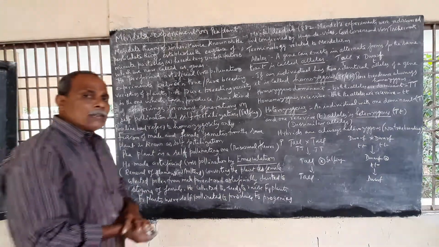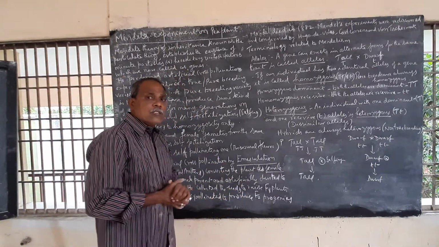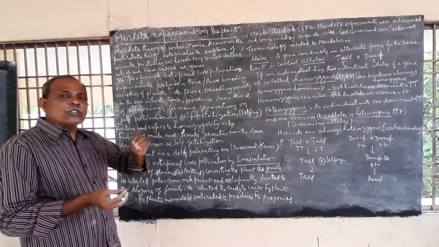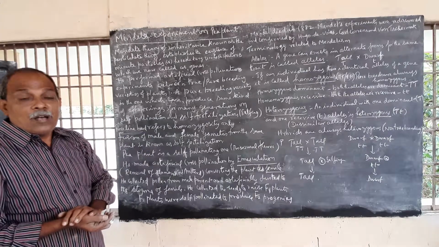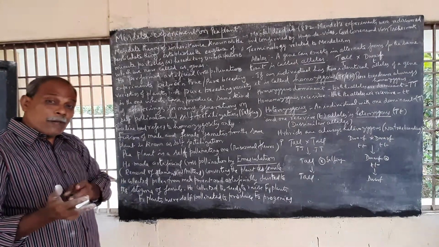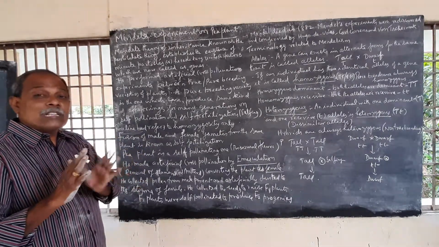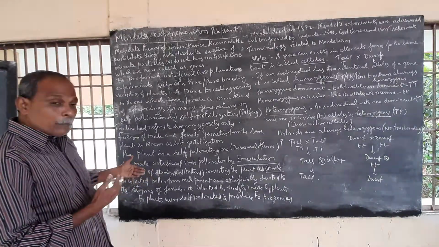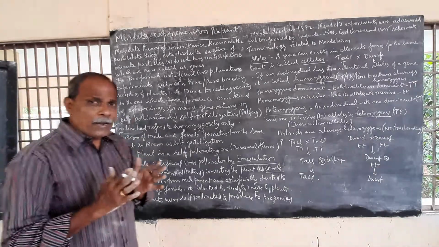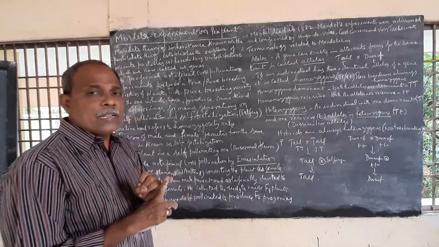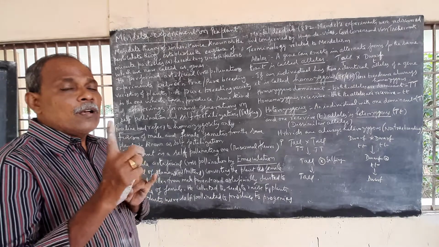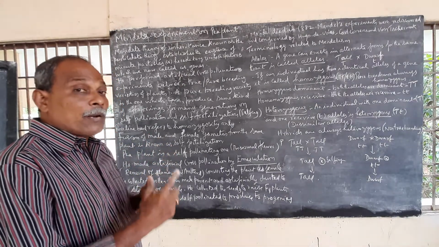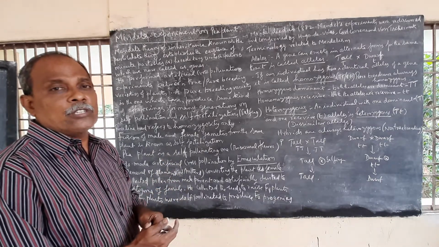But actually the pea plant is a self-pollinating one. Why self-pollinating? Pollen from one flower gets deposited onto the stigma of the same flower, or the stigma of another flower of the same plant. So this is what is called self-pollination and self-fertilization. Why is it self-pollinating? Flowers are bisexual. That's why self-pollination is carried out here. But he made artificial cross-pollination.